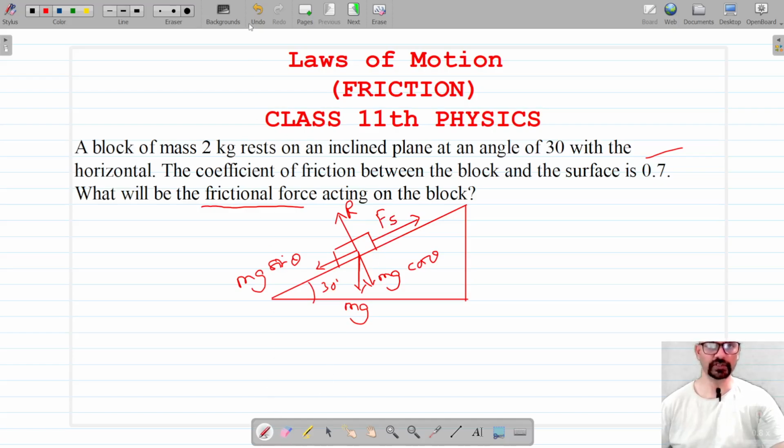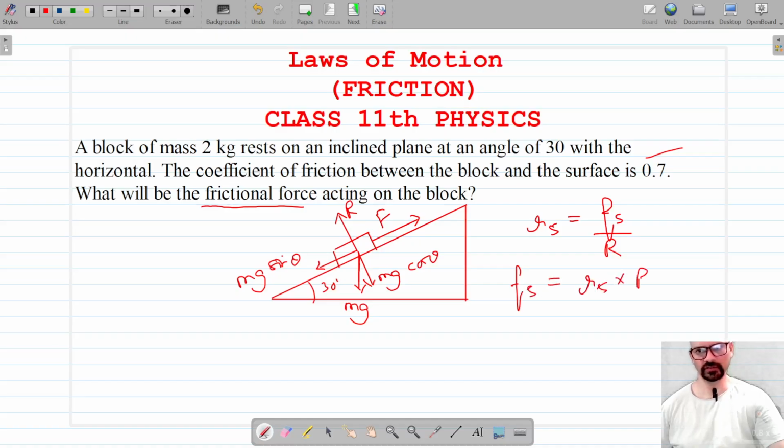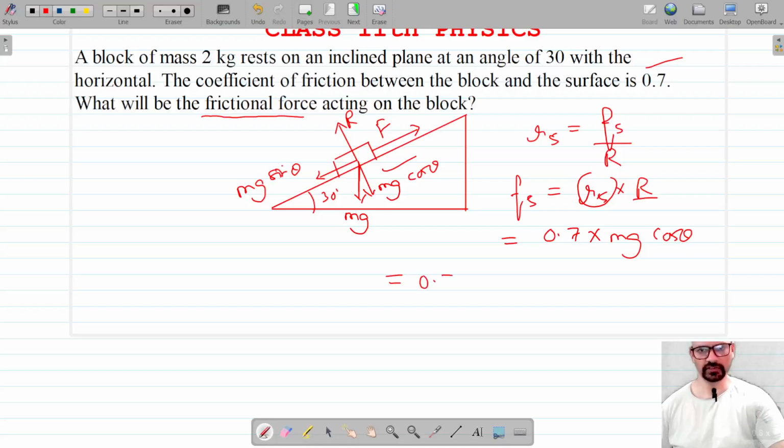We have to find the force of friction acting between the block and the surface. It's given that the coefficient of friction between the block and surface is 0.7, and we know that the coefficient of static friction is given by the force of friction divided by the normal reaction. So the force of friction would be equal to mu s into R. This is the coefficient of static friction, which is 0.7, and R is balanced by the component mg cos theta. So let's find this out.